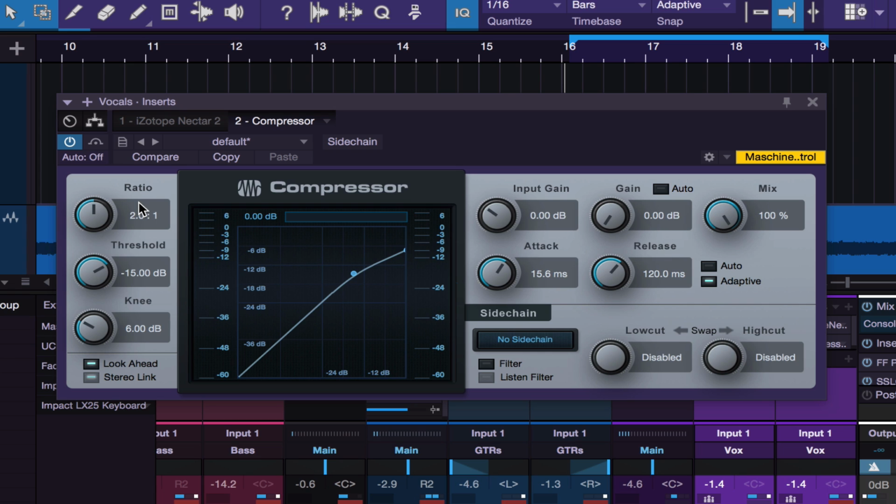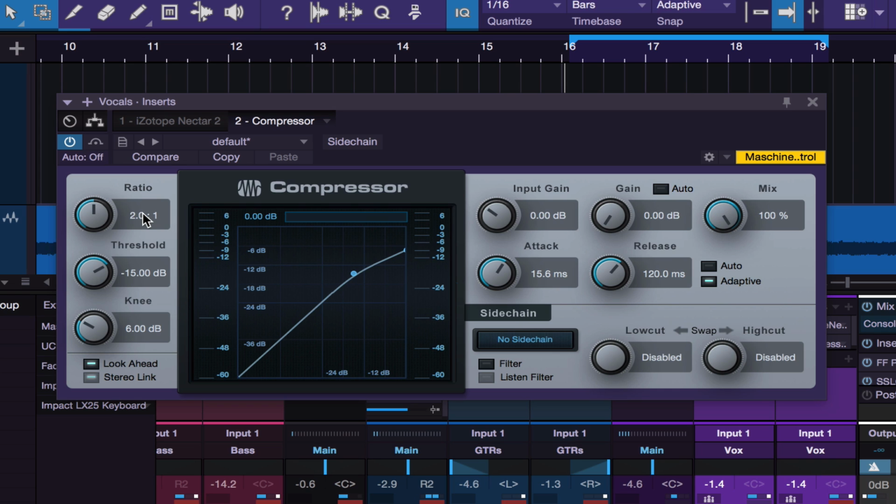So let's get into this a little bit more. Let's get into ratio for a second. The best way I can explain ratio is, a 2-to-1 ratio, meaning for every 2 dBs over the threshold, there will be 1 dB of attenuation. And maybe that's a little too scientific. We can come back to ratio. Let's wrap our heads around some of the more basic things.